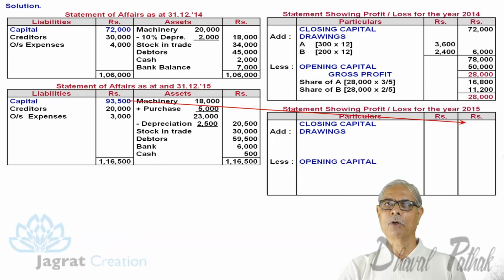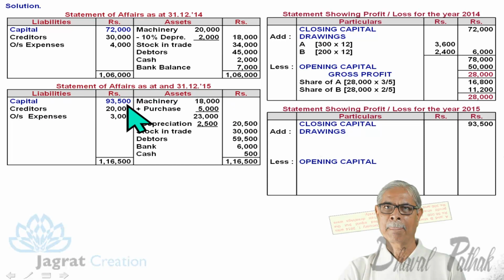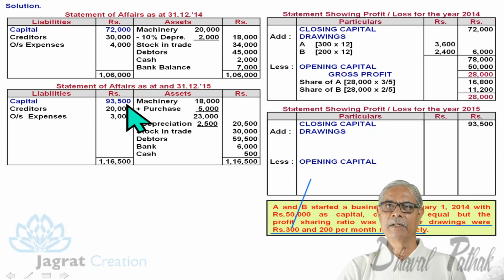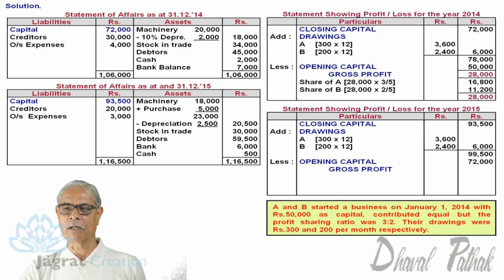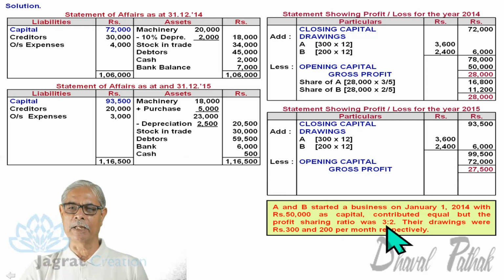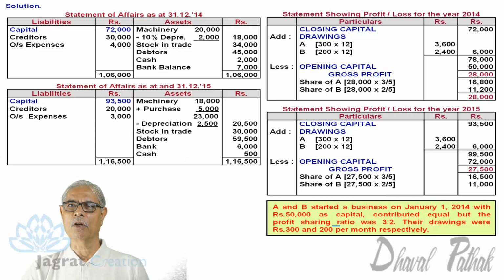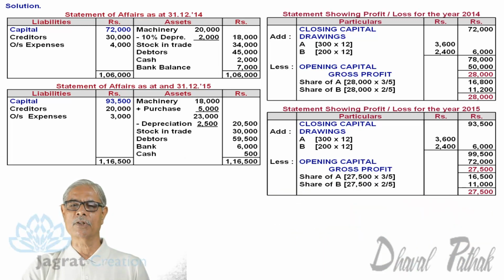As you know, closing capital for 2015 is 93,500. Drawings you know very well now: 300 into 3 drawn by A, 200 into 12 drawn by B. These drawings are added. Opening capital that I am required to deduct is 72,000. So the profit works out to be 27,500. That will be distributed in the ratio of 3:2. So 27,500 into 3 by 5 is the share of A, and 27,500 into 2 by 5 is the share of B. This is how profit and its distribution is worked out.